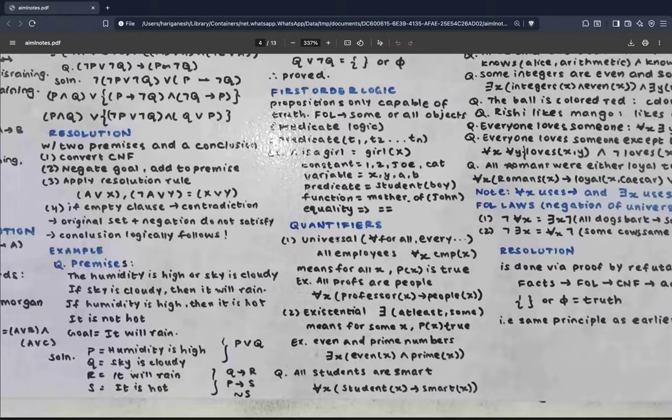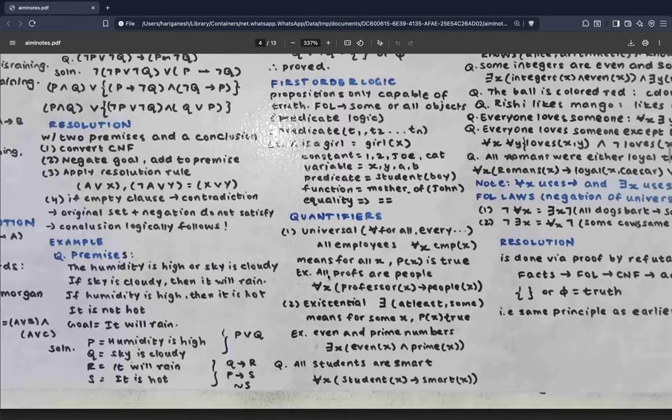The first is a universal quantifier, and this is the symbol for it. It comes into play when you talk about for all and every. So if you say all employees, it means for all, that is the symbol's meaning. For all X, employee of X, which means you are an employee as long as you're X. So, for example, all professors are people, which means for all X who are professors, they are also people. So if you are a professor, then you are a person.